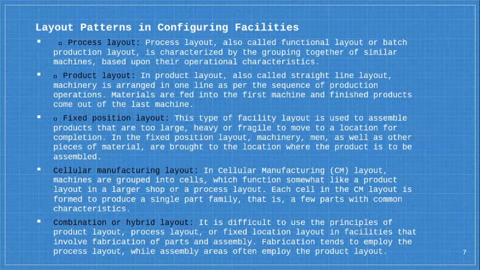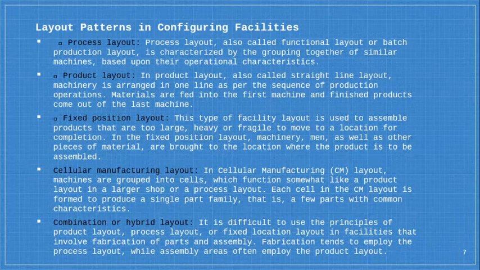Position layout. This type of facility layout is used to assemble products that are too large, heavy, or fragile to move to a location for completion. In the fixed position layout, machinery, men, as well as other pieces of materials are brought to the location where the product is to be assembled. Before you place your equipment in your business, it must already be planned, especially for machines that take a very long time to move. It has to be planned in advance.